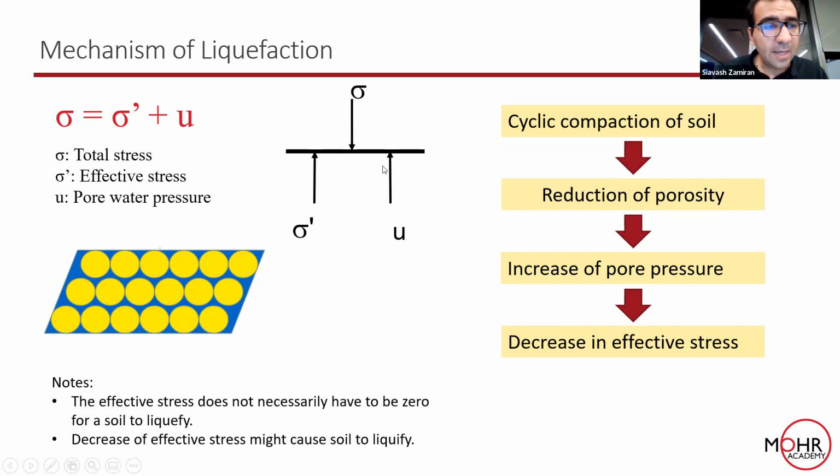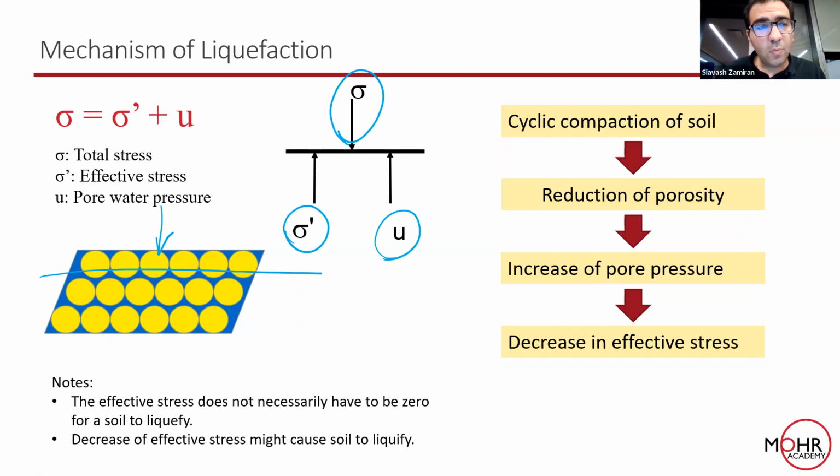Based on the basic fundamental soil mechanics equation, we know that at any layer of a system, the total stress applied to that specific layer is equal to the summation of the effective stress and pore water pressure. Effective stress is the stress between the particles, and pore water pressure is the pressure in the water content inside the void. So the total stress is equal to effective stress plus the pore water pressure.